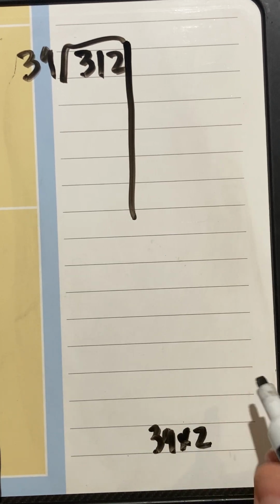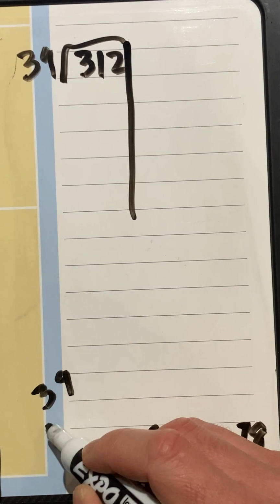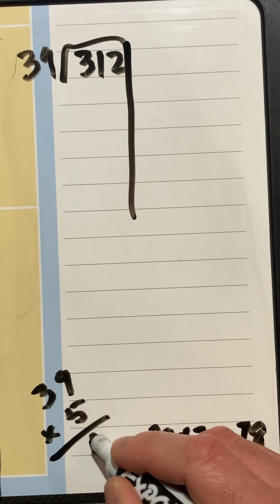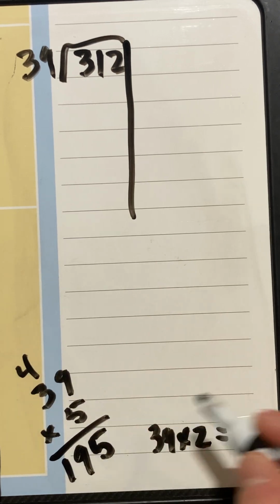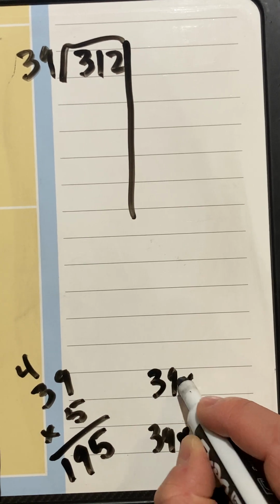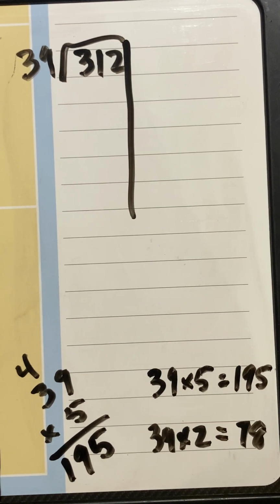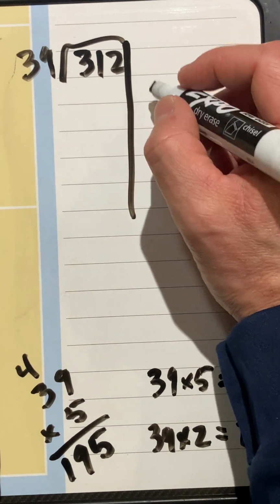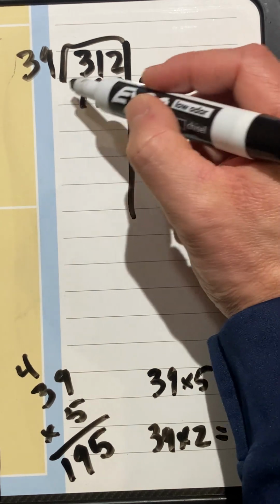39 times 2 is 78. 39 times 5. 9 times 5 is 45. 3 times 5 is 15, plus 4 is 19. So 39 times 5 is 195. And if we did times 10, it'd be too much. So our first partial quotient is going to be 5, which will be 195.